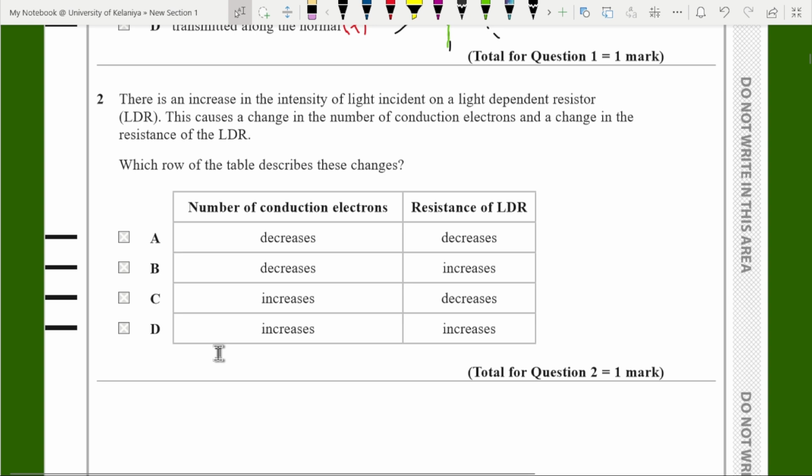An increase in intensity implies an increase in the intensity of light incident on a light dependent resistor, LDR. This causes a change in the number of conduction electrons and a change in the resistance of the LDR. Which row of the table describes these changes? Okay, if the intensity is increased, here we have the intensity.